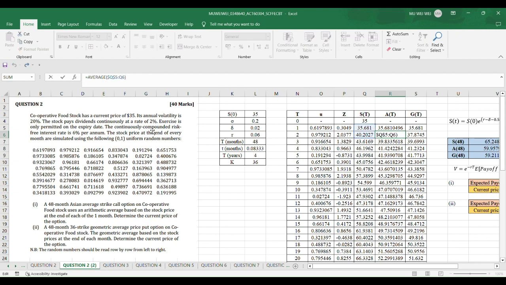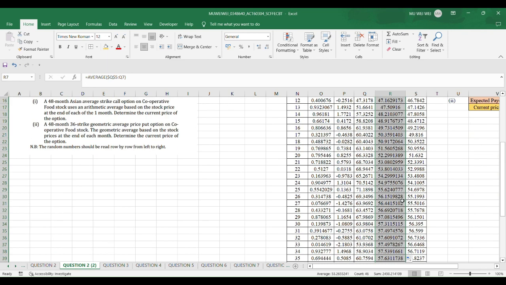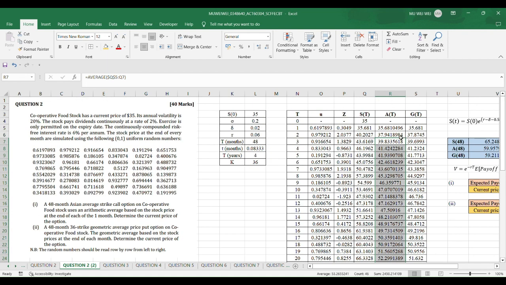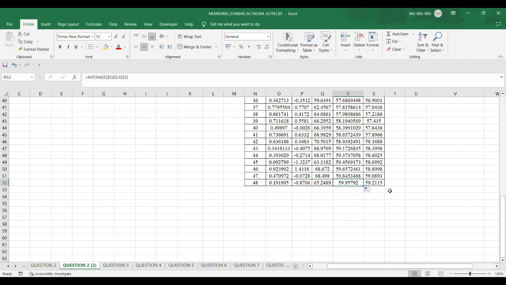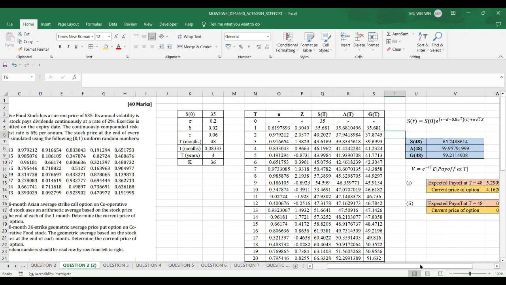But when t equals 2, it is the average of S1 and S2, so it would be 37.9419. And then when t equals 3, it will be the average from S1 to S3, and so on. So we just drag this formula down to the following cells, and we'll get the AT for each value of t. What we need is A48, so it will be this value right here, which is 59.9579.